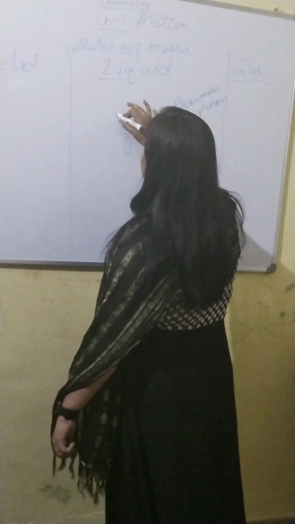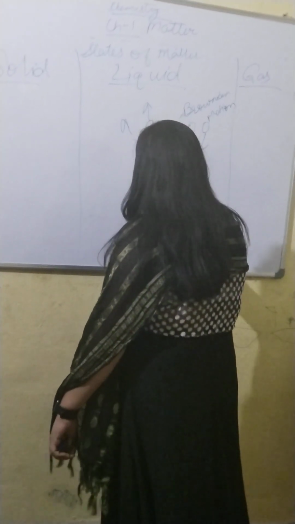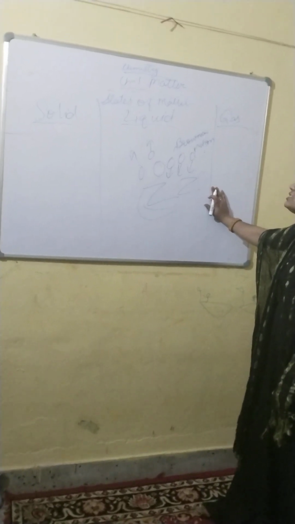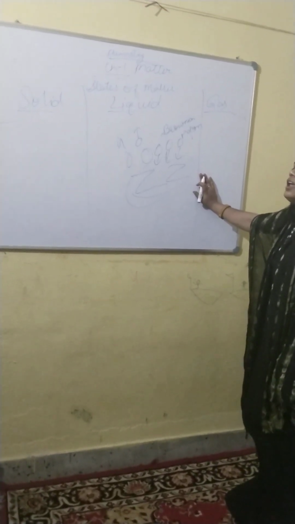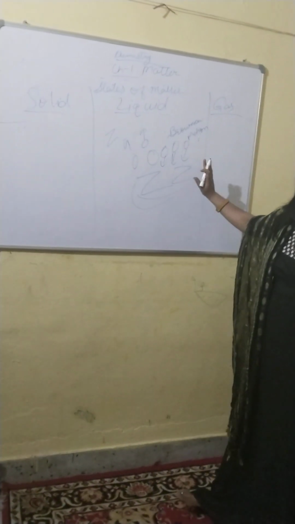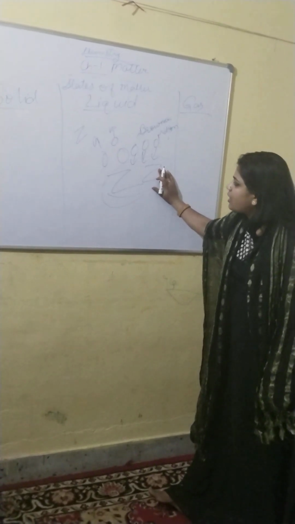Brownian motion. Particles in matter have some motion. That zigzag motion of the matter is called what? Brownian motion. The matter has some motion inside it. The particles move in the matter, and how do the particles move? In zigzag motion. And that zigzag motion is called Brownian motion.